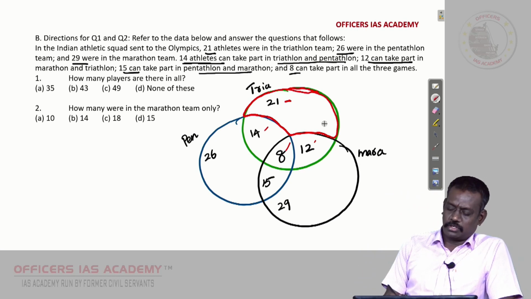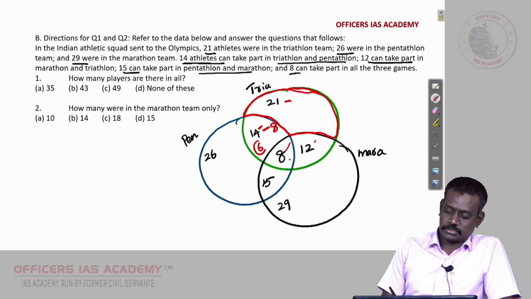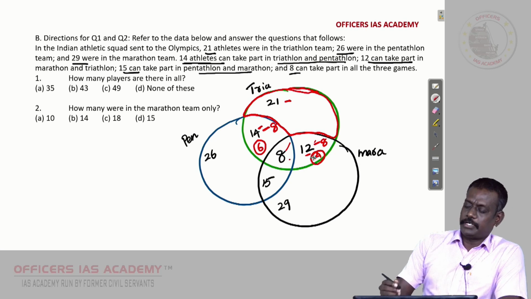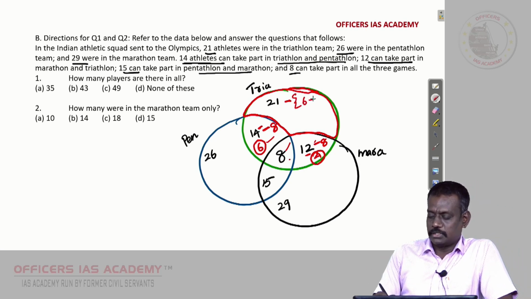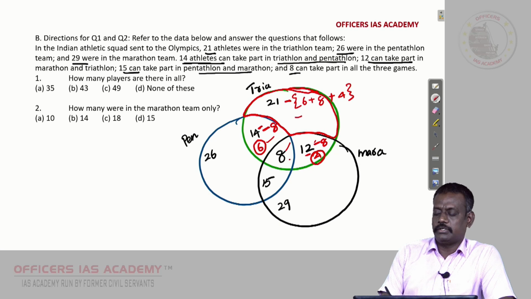So first of all, in this 14 again, this 8 is included, so you have to subtract that. So what is 14 minus 8? You will get only 6, just put a round. And in this 12 also 8 is included, so subtract that. So 12 minus 8, you will get 4. Now in this 21, the included values are 6, 8 and 4. So now subtract it, 18. So 21 minus 18, you will get 3.